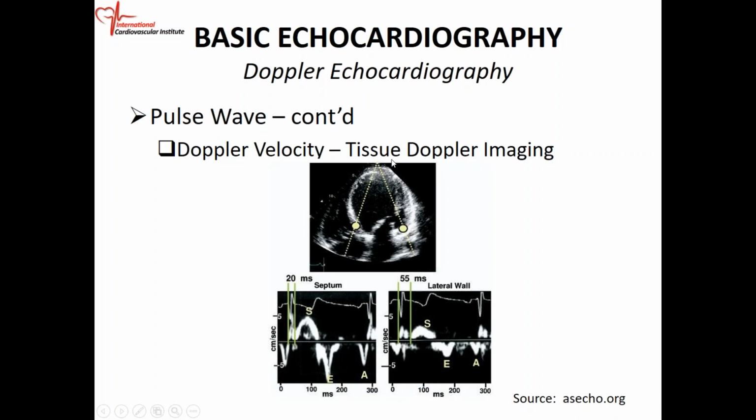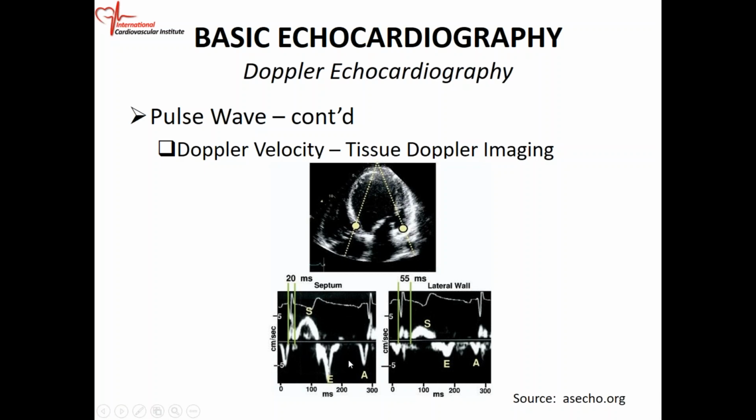In systole, this septum actually moves up towards the transducer. So it inscribes what we call an S prime or an S wave. Okay? Because in systole, your ECG is right there. Systole is from onset of the QRS to the end of the T wave. In systole, your septum moves up towards the transducer. In diastole, it moves down. It moves away from the transducer. So in systole, you get your S wave.